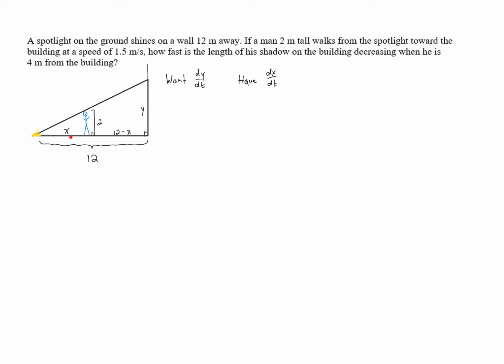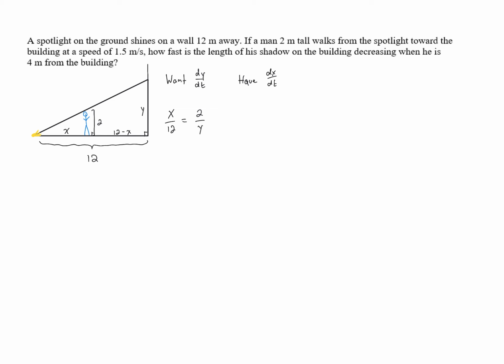If we look at the ratios of the sides, they are in proportion to each other. So if we look at the ratios of the bases, the shorter base is x and the longer base is 12. So we can write x over 12 equals, and then we can look at the heights and relate them. The shorter height is 2 and the longer height is y. So that's going to be 2 over y. And so that is the relationship between x and y.